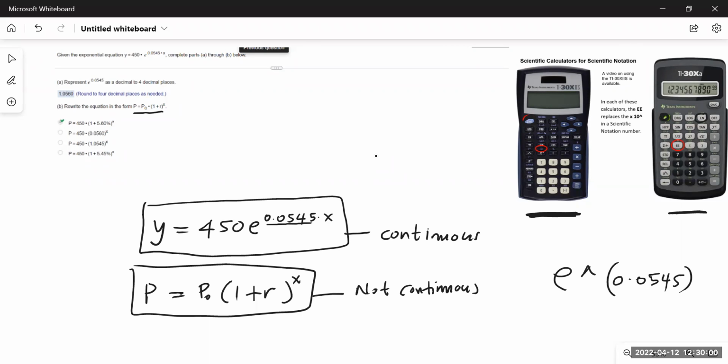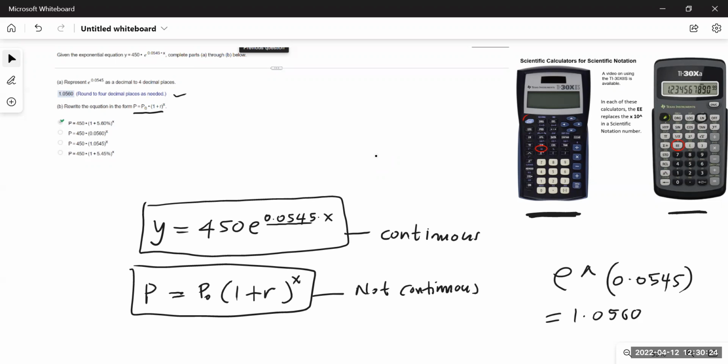Okay. Now, when you put this in, they should give you 1.0560, because we want to do 4 places, and that is what you put in to get your answer for the first part. Is that okay?